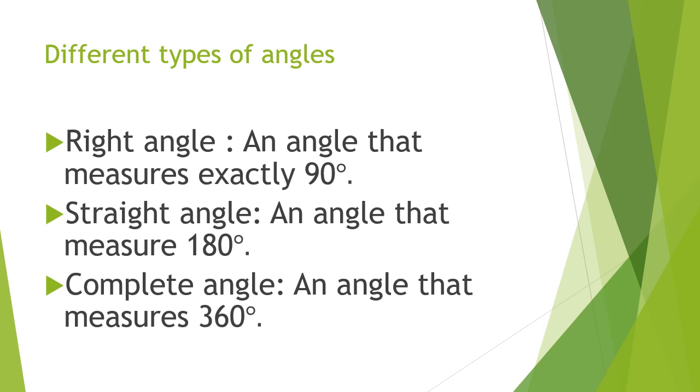An angle is formed by two rays having the same starting point. A right angle is an angle that measures exactly 90 degrees. A straight angle is an angle that measures 180 degrees. An angle that measures 360 degrees is called a complete angle.